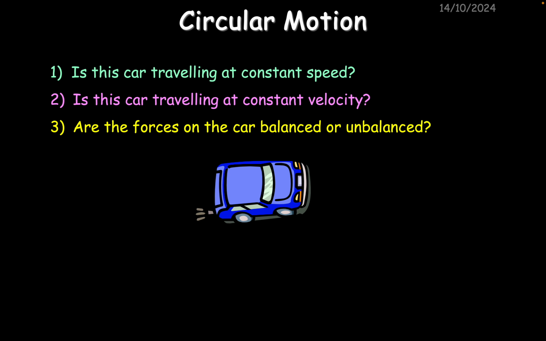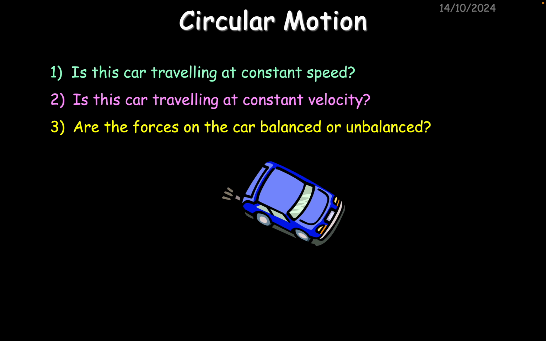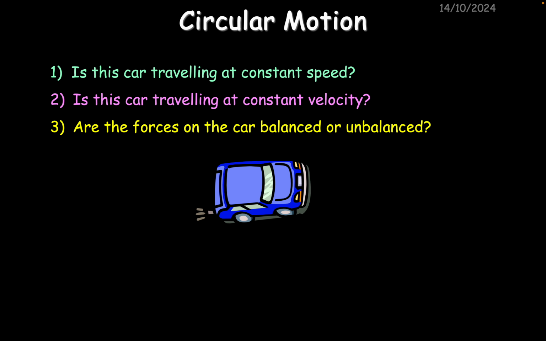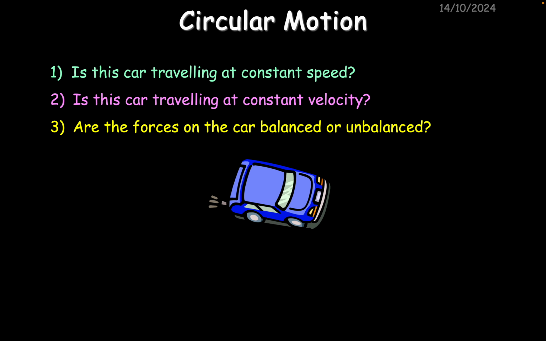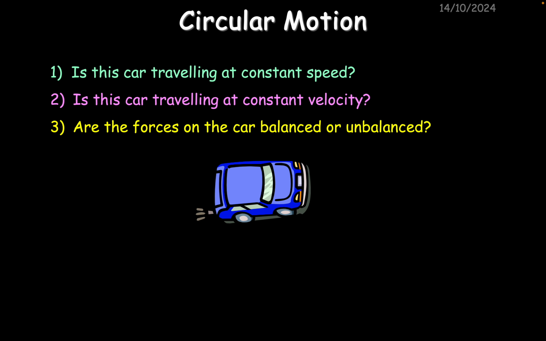So if you've got a car going round in a circle, is it traveling at constant speed? Well, usually planets going around the sun, or the moon going around the earth, travel more or less at constant speed. But are objects going round in a circle traveling at constant velocity? The answer is no, they're not, because a car traveling at constant velocity would not be changing direction. So it could be traveling at constant speed, but not at constant velocity.